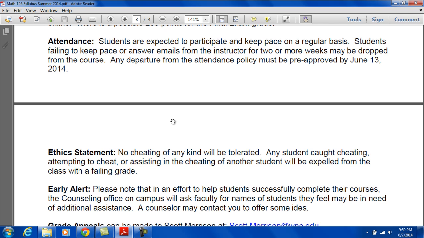Attendance. Students are expected to participate and keep on pace on a regular basis. Students failing to keep pace or answer emails from the instructor for 2 or more weeks may be dropped from the course. Any departure from the attendance policy must be pre-approved by June 13th, 2014. So what that's saying is you've got to keep pace with the course. Don't put it on the back burner and say you'll just catch up, because you're going to start missing due dates on things. You're going to get behind. It'll be hard to catch up.